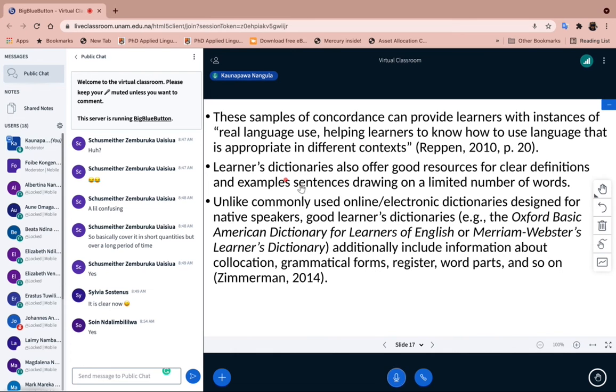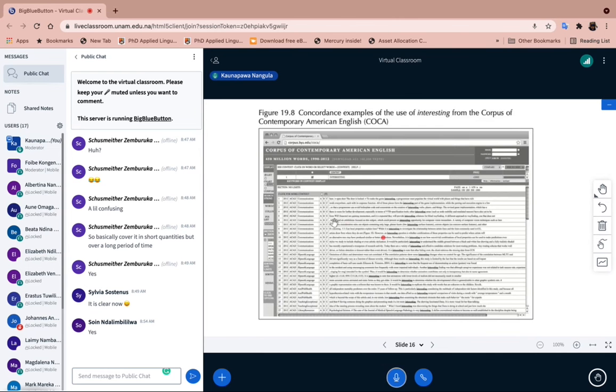So okay, we're moving on. Learners' dictionaries also offer a good resource for clear definitions, and they also give examples of sentences drawing on a limited number of words. Okay, you know that. So you find the word, the definition, and then within the definition, they also provide sentences in which this word is used. But then it's limited in length, because here you can see that the sentences are quite long.